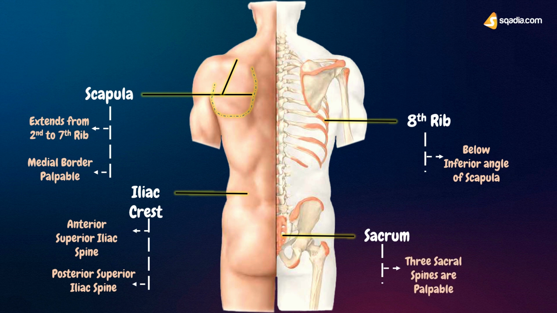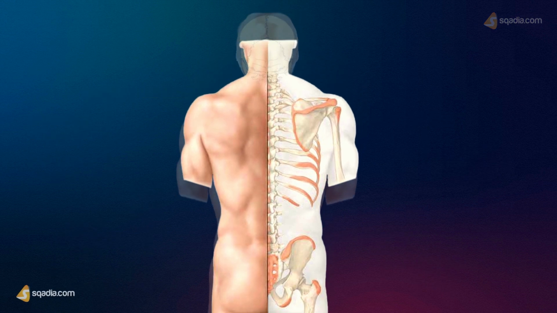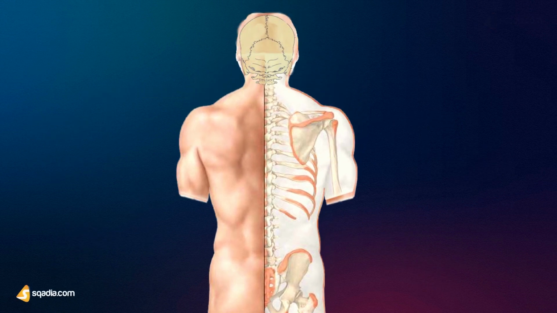Usually, 3 sacral spines are palpable in the median plane. The coccyx lies between the 2 buttocks in the median plane. If we move upward, that is cranially, the spine of the 7th cervical vertebra, or vertebra prominens, is readily felt at the root of the neck.